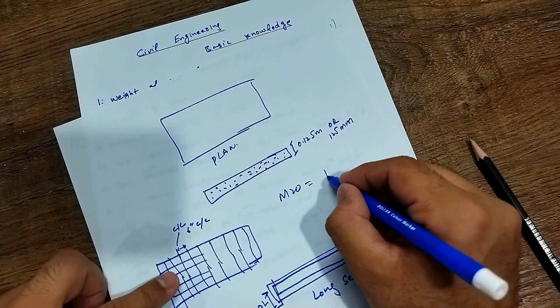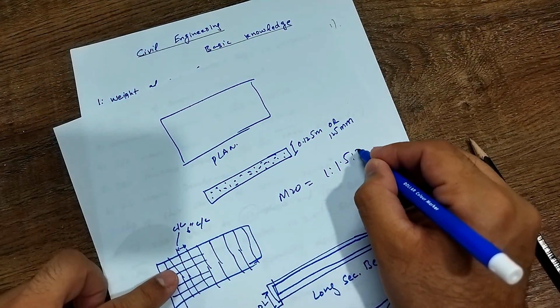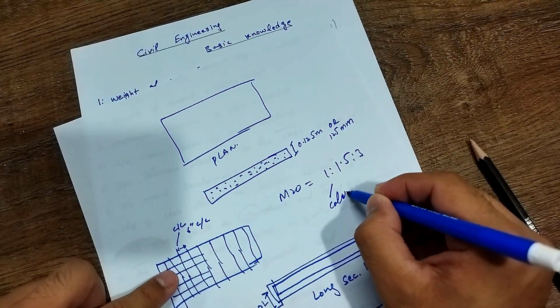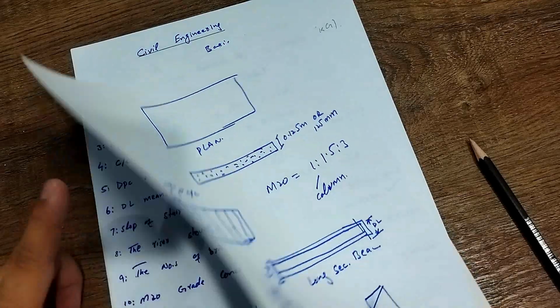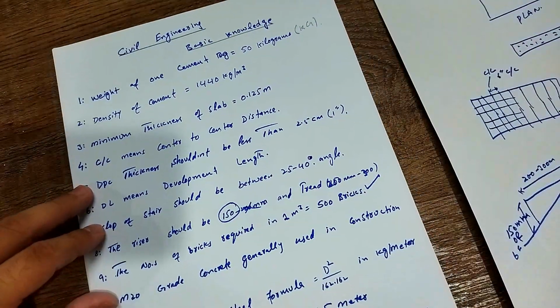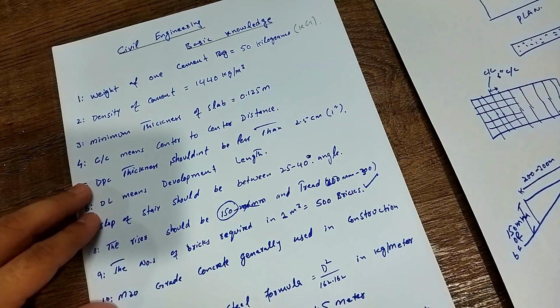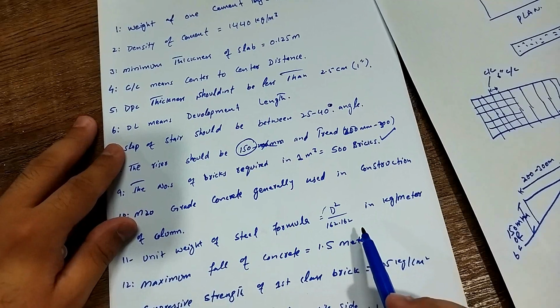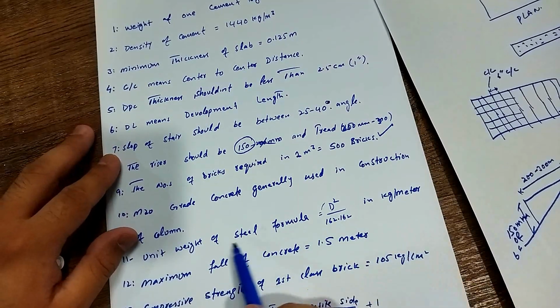M20 grade concrete means 1:3. So this is almost used per column because the ratio is very impressive and you can get more strength in RCC work. Okay, unit weight of steel formula. So this is very important for an engineer or quantity surveyor.